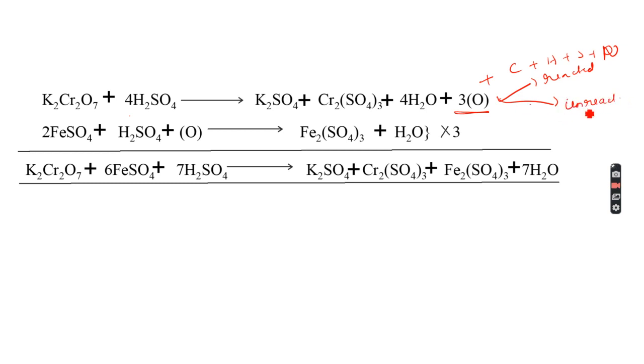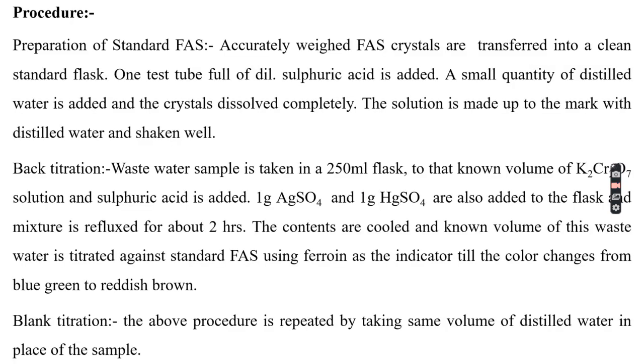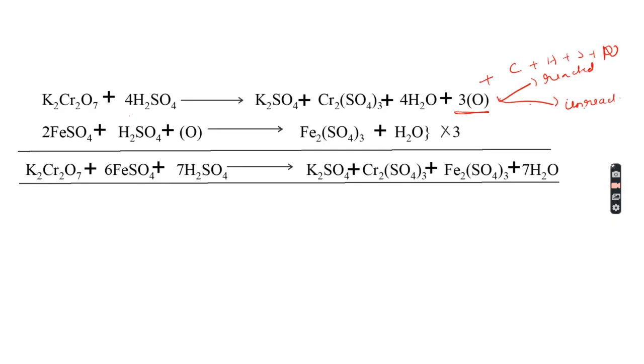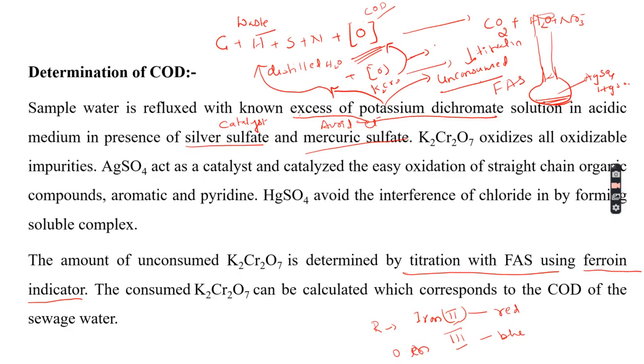This unreacted potassium dichromate is titrated with ferrous ammonium sulfate forming ferric sulfate. It consumes oxygen. The quantity of oxygen consumed is exactly equal to the unreacted oxygen present in the sample. Potassium dichromate reacts with ferrous sulfate in the presence of sulfuric acid forming potassium sulfate, chromic sulfate, ferric sulfate and water. The procedure we follow is that we normally detect the unconsumed potassium dichromate first.